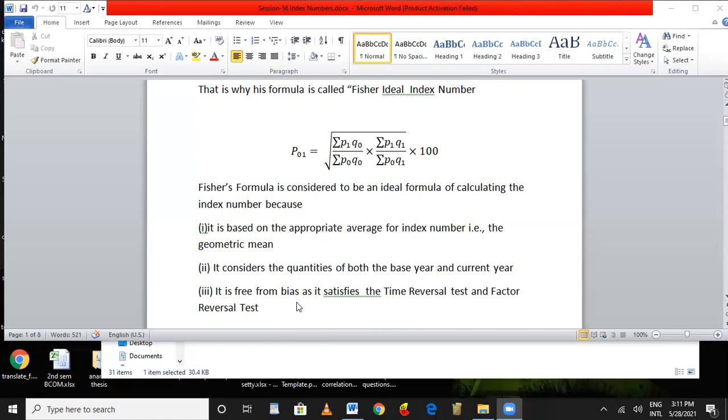It is free from bias, as it satisfies both the time reversal test and the factor reversal test. If the time is reversed, it satisfies. If the factor is reversed, it satisfies.